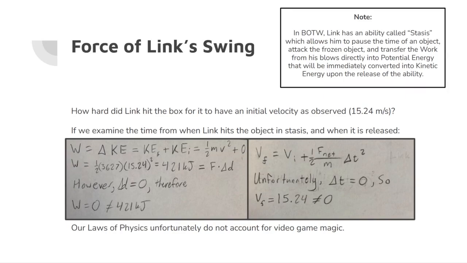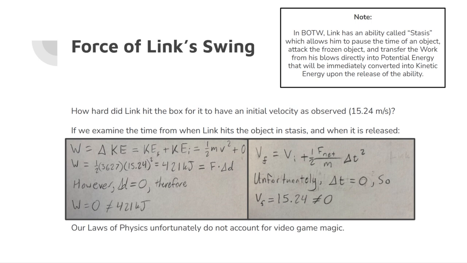To create the collisions video, I first put box 1 into a stasis state, which is an ability Link has that can pause the time of an object. And when he attacks this frozen object, it transfers the work from his blows directly into potential energy that will be immediately converted to kinetic energy upon the release of the ability.